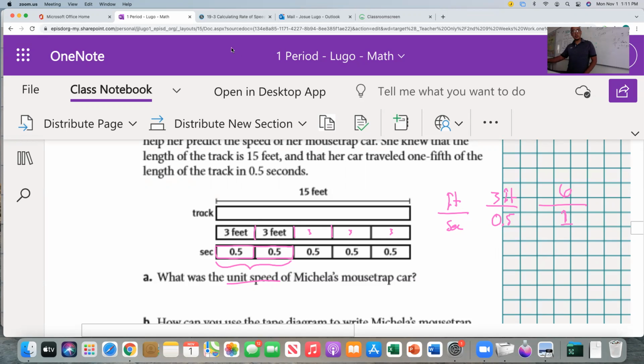Notice how this would actually work out if I work it out over here. 0.5 to get to 1, you divide it by itself. 0.5 divided by 0.5, meaning I have to divide 3 by 0.5. If I work that out, 3 divided by 0.5, move the decimal over, that's 30 divided by 5, which is 6, or 6 feet per second. It works out either way, ladies and gentlemen. Don't let that one confuse you.